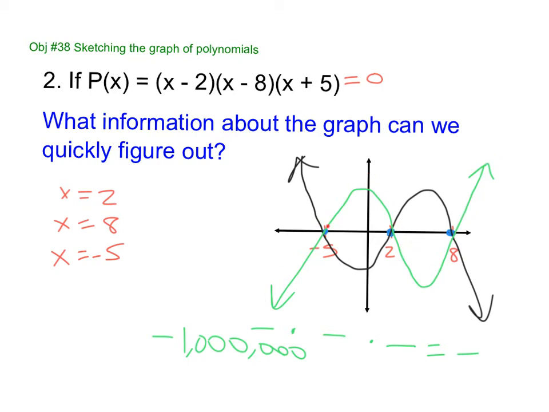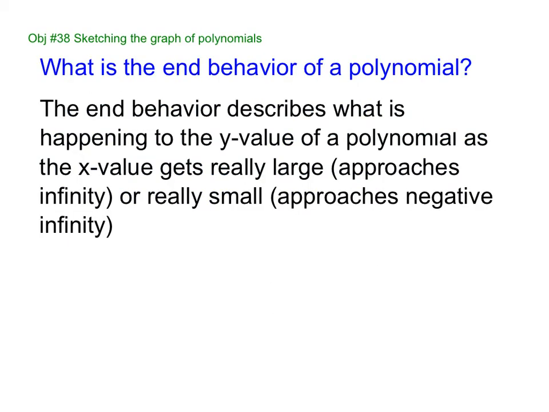So what we're going to do is we're going to look at our zeros, and it's called end behavior. As x gets really big, it's going up. As x goes really small, it's going down. All right, so end behavior of a polynomial describes what is happening to the y value of the polynomial as the x value gets really large, approaches infinity, or really small, approaches negative infinity. Not small as in like close to 0, small as in negative.